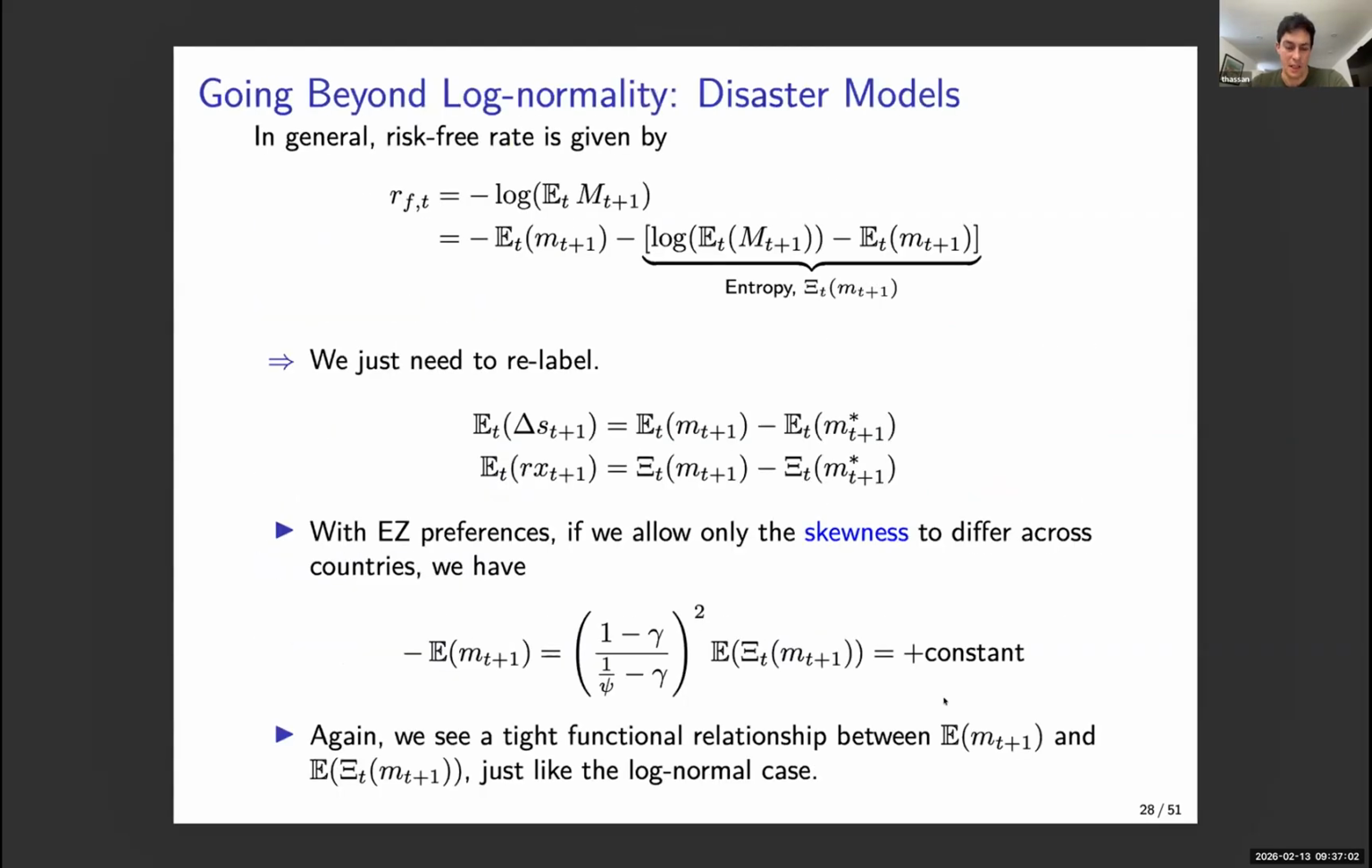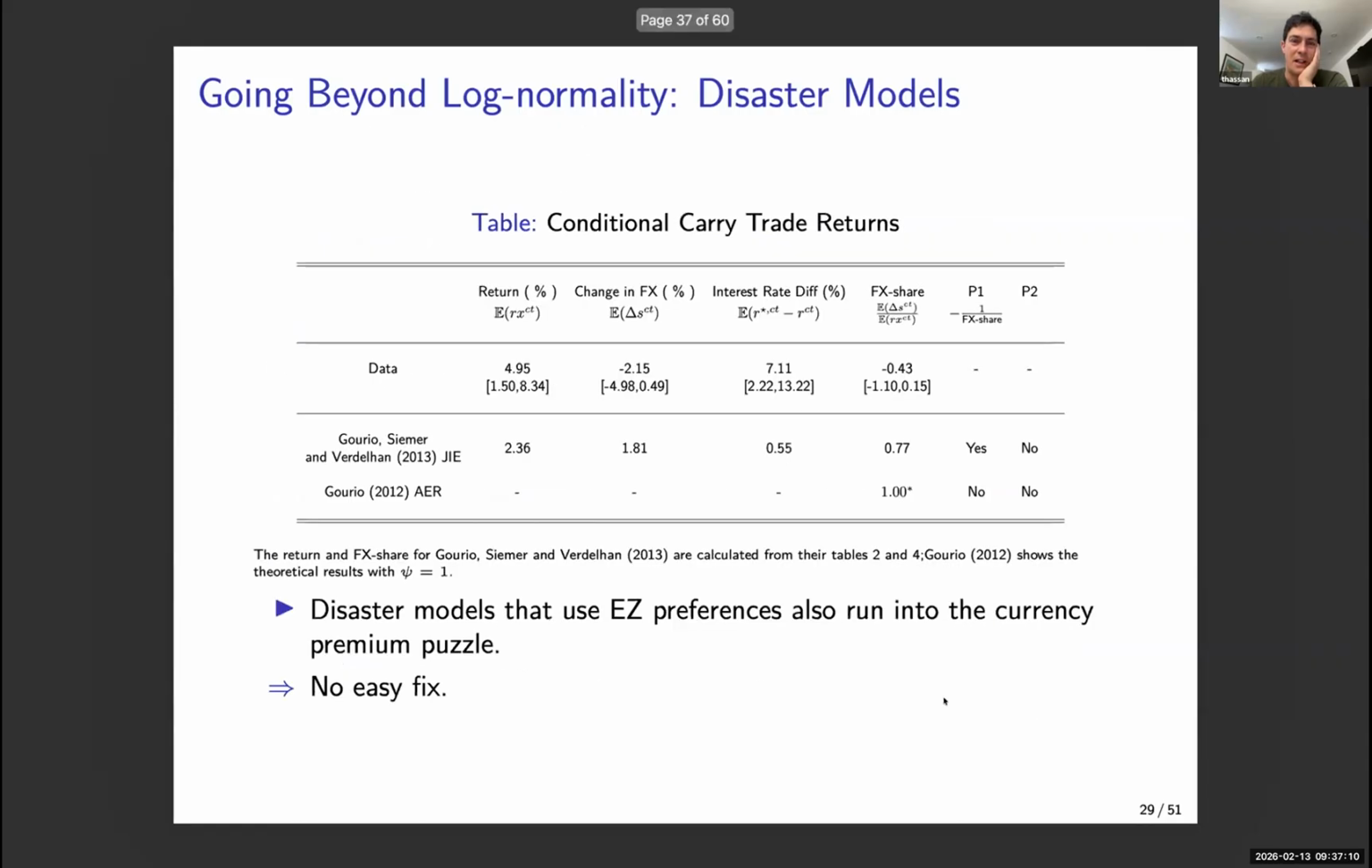All right. So I have a few minutes, so I can talk a little bit about disaster models. So let me say this the other way around. One thing that surprised us is we went to the disaster models because we thought they were different. I always think about it as three models: long run risk, habit, and disasters. But it turns out the quantitative disaster models that people like also tend to use Epstein-Zin utility functions. And then you get the same thing.